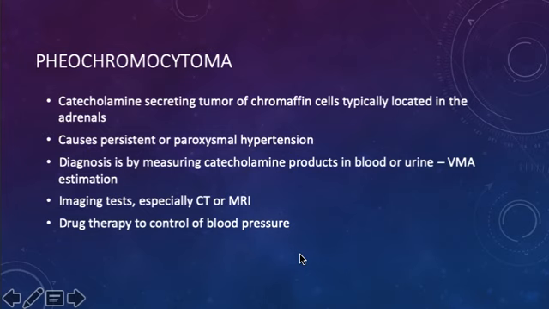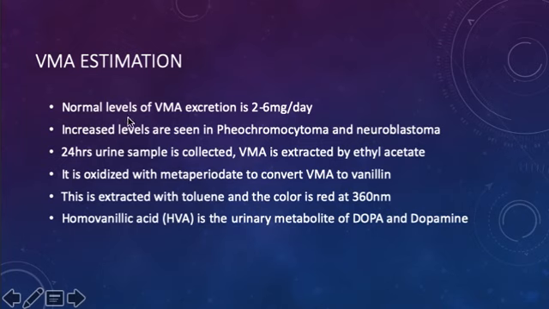So now we also have to know what is VMA estimation. The normal level of VMA excretion is around 2 to 6 milligrams per day. So we take a 24 hours urine sample. Whenever we do this test, we ask the patient not to take any chocolate, coffee, okay, any citrus fruits, because all these contain vanillin. And so increased levels are seen in pheochromocytoma and also in neuroblastoma.